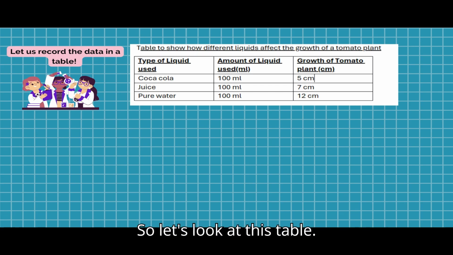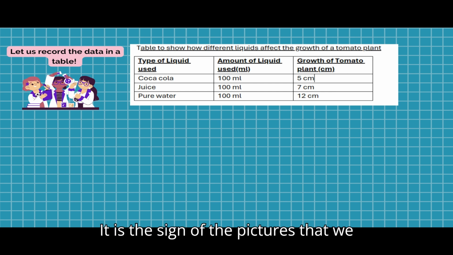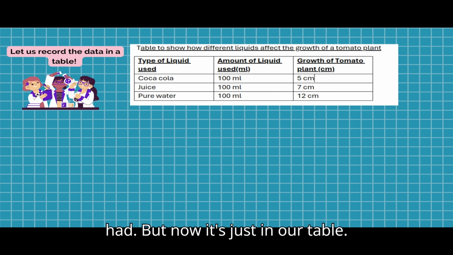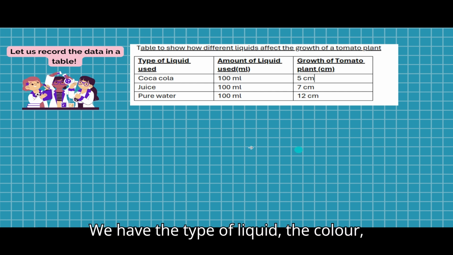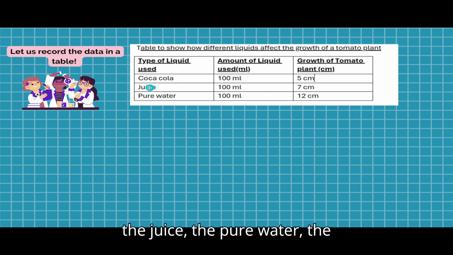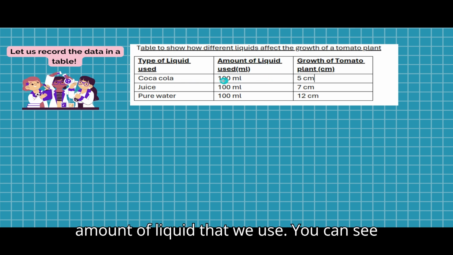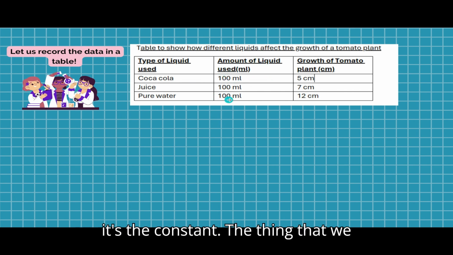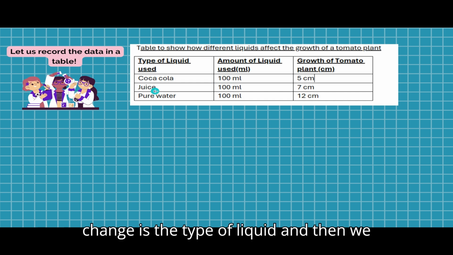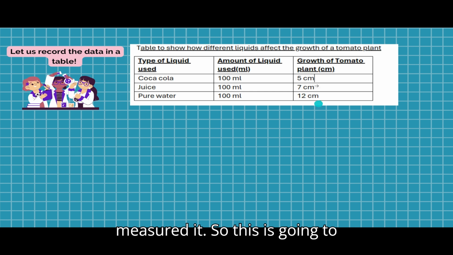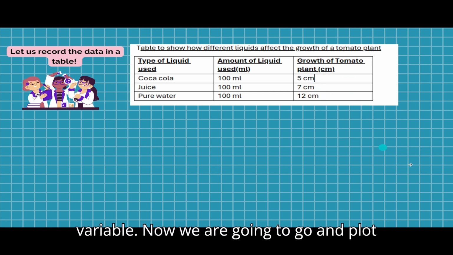So let's look at this table. It is the same as the pictures that we had, but now it's just in table form. We have the type of liquid, the color, the juice, the pure water. The amount of liquid that we use, you can see it's constant. The thing that we change is the type of liquid. And then we measured it. So this is going to be our dependent variable.